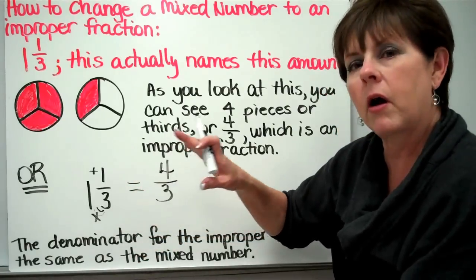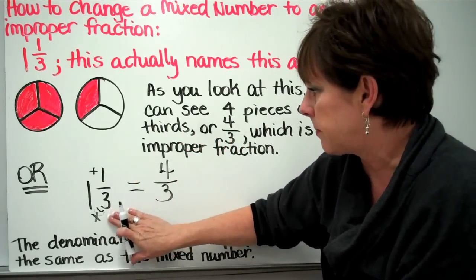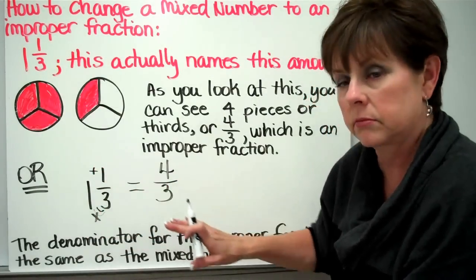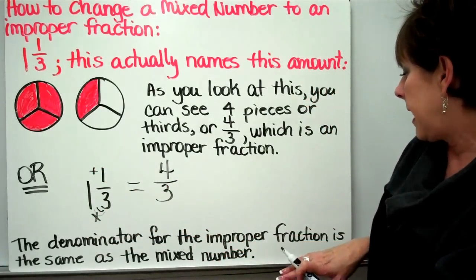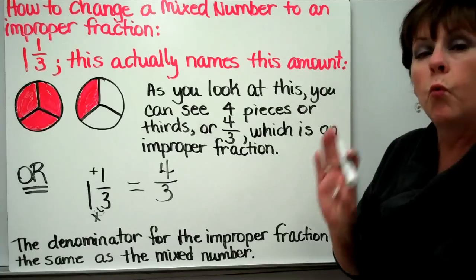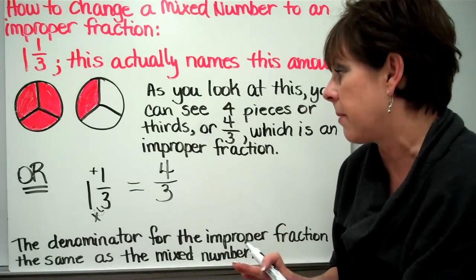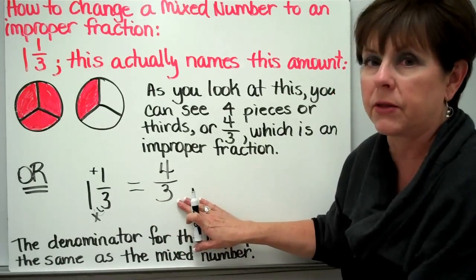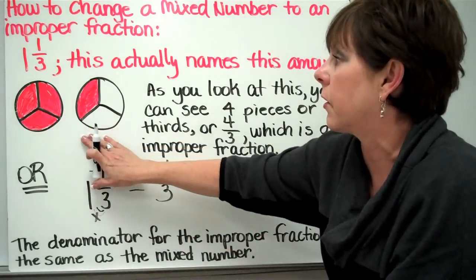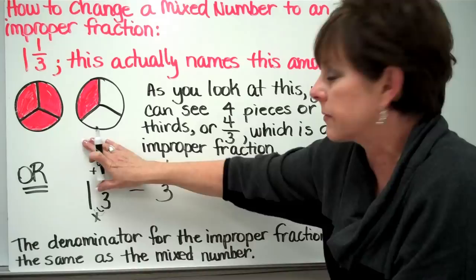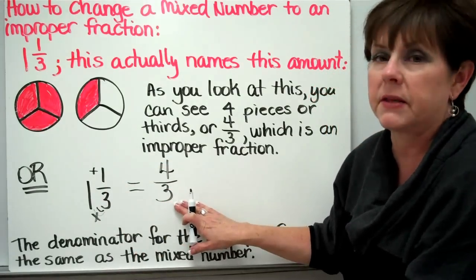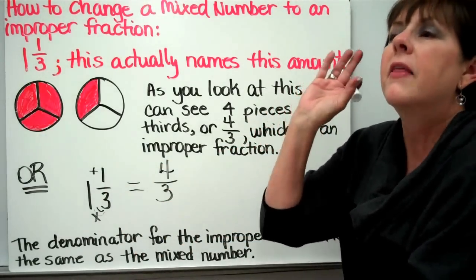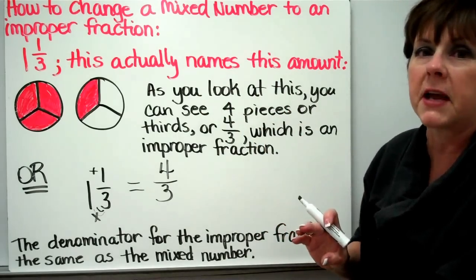So our process here is to multiply your denominator by your whole number and to add your top number. Now, the denominator for your improper fraction will be the same as the denominator that you had in the mixed number. Notice it's 3 here, it's still going to be 3. Why? It's still in thirds. It's still divided up into thirds. So that should be the same. And you know, when you change an improper fraction into a mixed number, that is also going to have the same denominator.